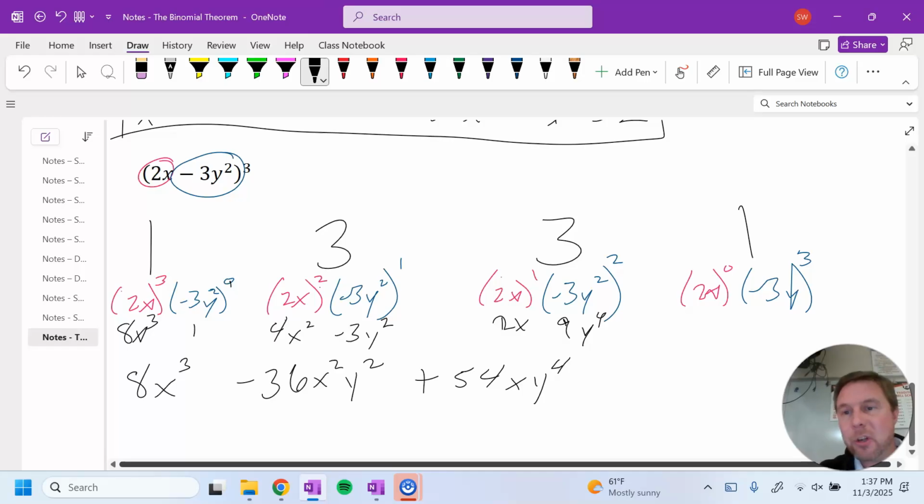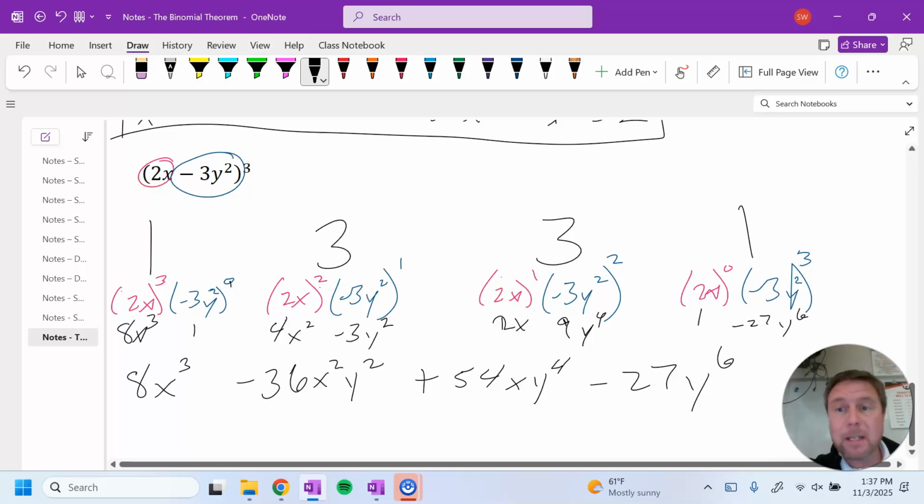And this last chunk over here, anything to the 0 is always a 1. Negative 3 cubed, negative 3 times itself 3 times in a row is a negative 27. And then, ooh, I forgot a y squared there. I'm sorry about that. That should be a y squared. Y squared cubed is y to the power of 6. I multiply those exponents together. Then I multiply negative 27 with the 1 and the 1. I get a negative 27 y to the 6th. And that's my binomial expansion.